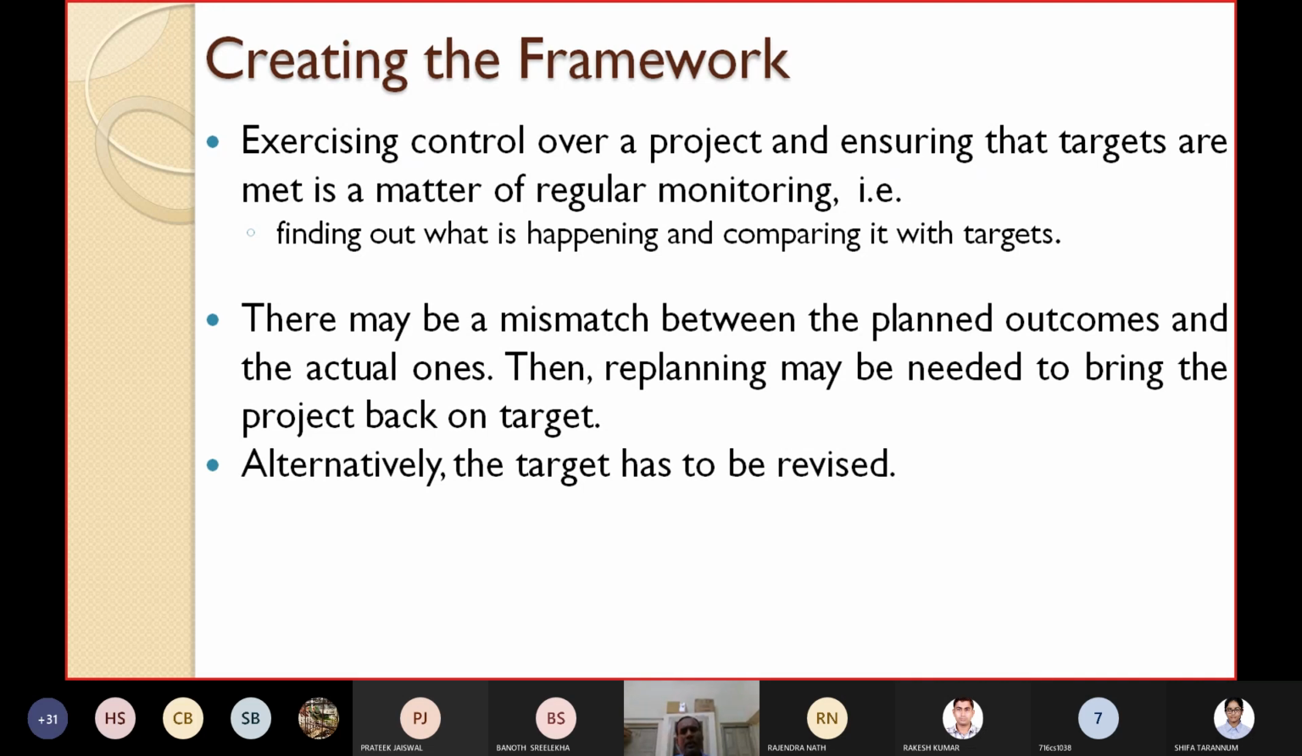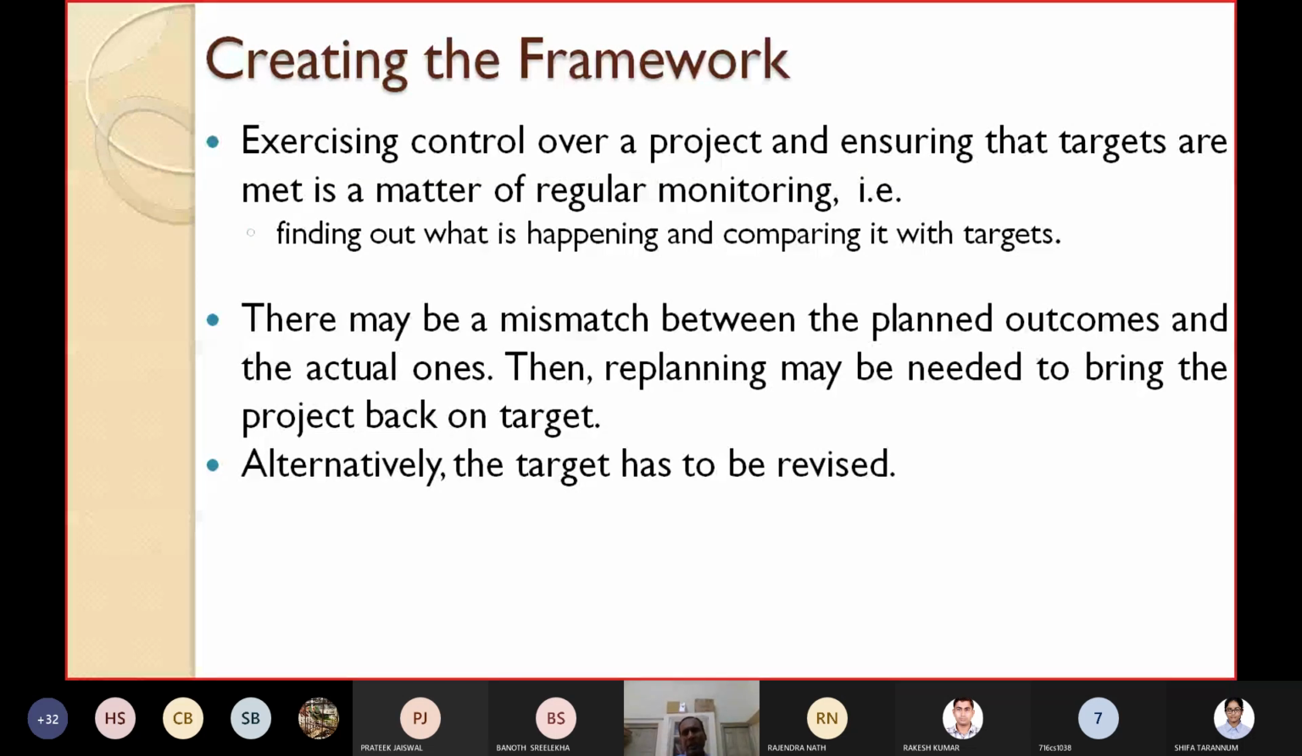Exercising control over a project and ensuring that the targets are met is a matter of regular monitoring. You cannot say that only at the end of the project you will do this monitoring. No, it's a continuous, regular activity. So you have to monitor the progress of the project regularly, maybe every day or at least every week. That is finding out what is happening and comparing it with the targets. There may be a mismatch between the planned outcomes and the actual ones.